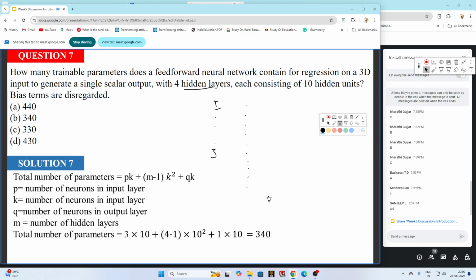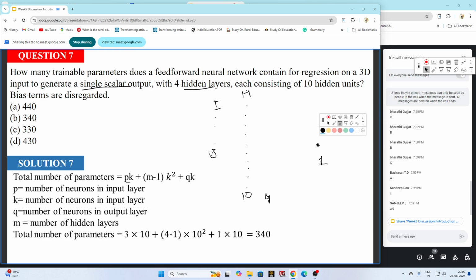Similarly, you have 4 hidden layers, each containing 10 neurons. These are hidden layers. And then you have an output layer, outputting a single scalar output, only one output. So the total number of parameters is denoted by this formula.